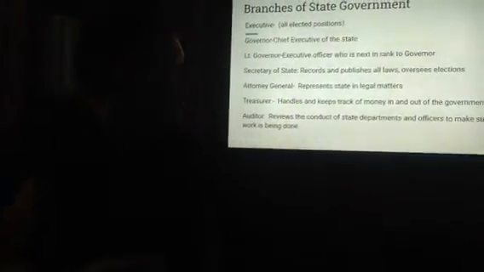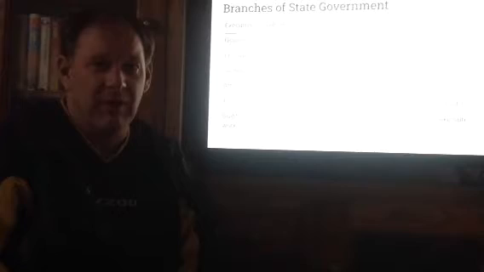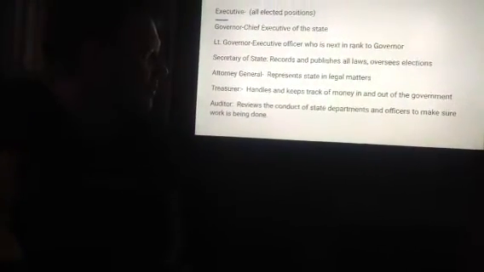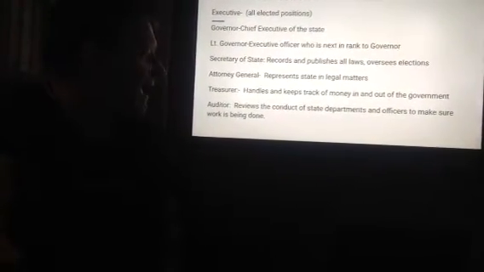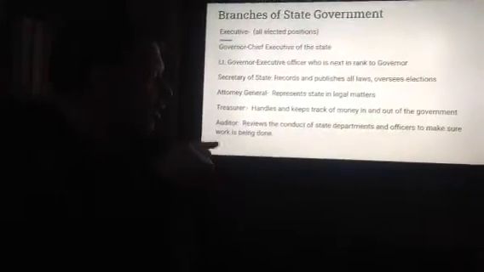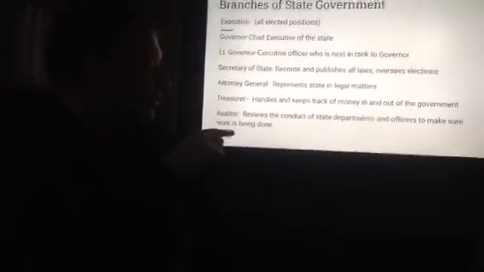So if you want to get on the ballot in Missouri, you have to apply with the Secretary of State. The Attorney General, same thing, represents the state in legal matters, whereas the Attorney General of the United States represents the United States in all legal matters. The Treasurer keeps track of all the money in and out of government, and the Auditor reviews the conduct of state departments to make sure the work is being done. So the Treasurer makes sure where all the money is, and the Auditor goes back and makes sure that the state departments are doing what they're supposed to.